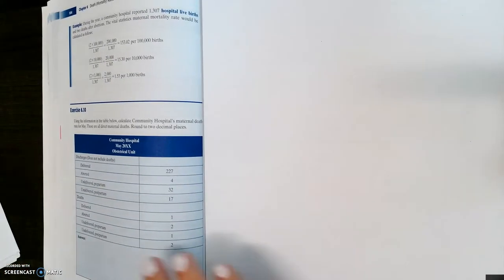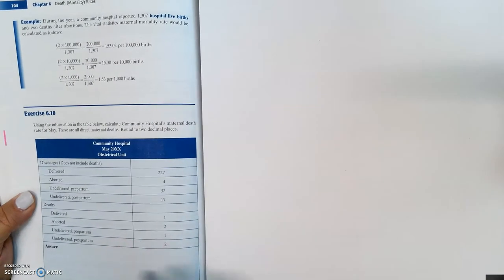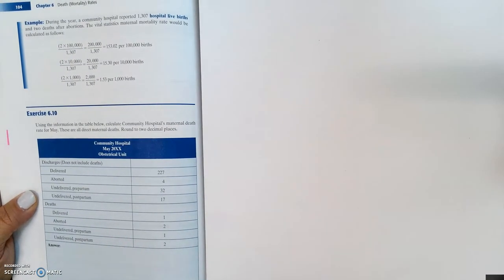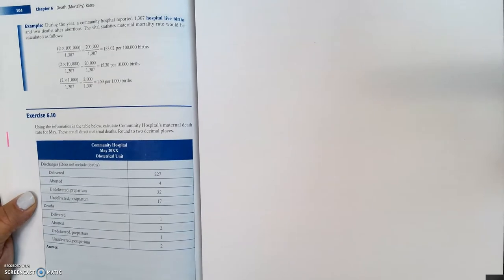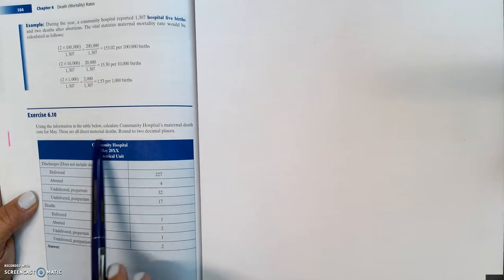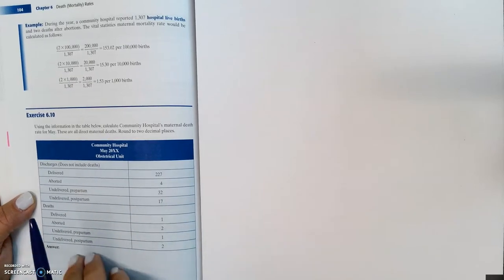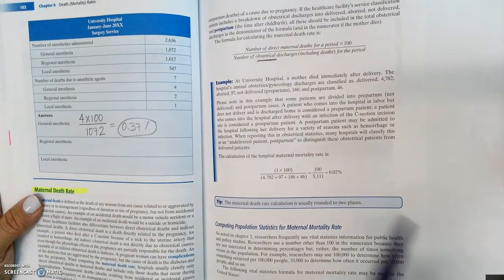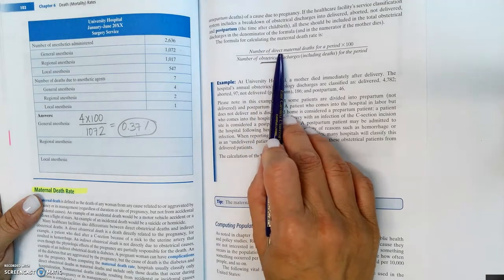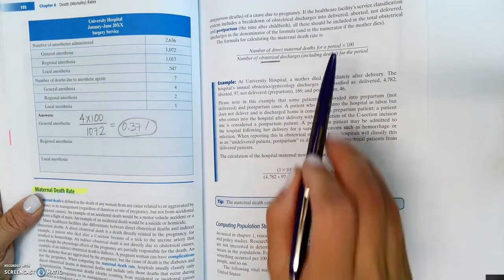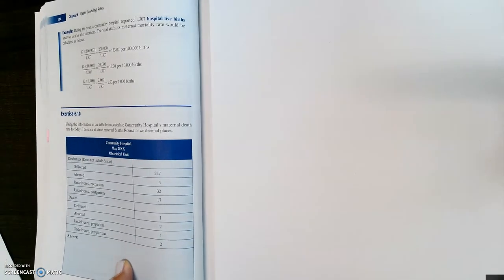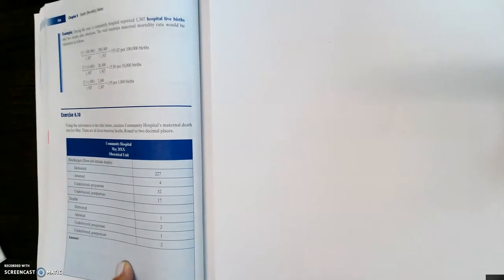So let's take a look at 6.10. So 6.10 says, using the information in the table below, calculate community hospitals' maternal death rate for May. These are all direct maternal deaths, round to 2 decimal places. And that's important, right? Because we said it's the number of direct maternal deaths for a period multiplied by 100. So let's figure out how we're going to set that up.